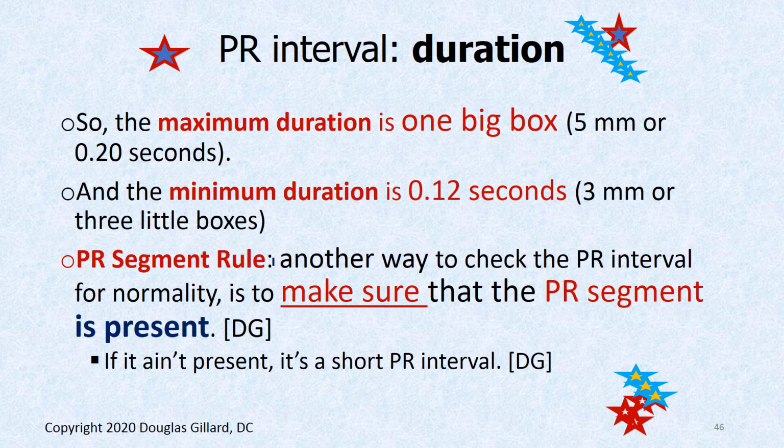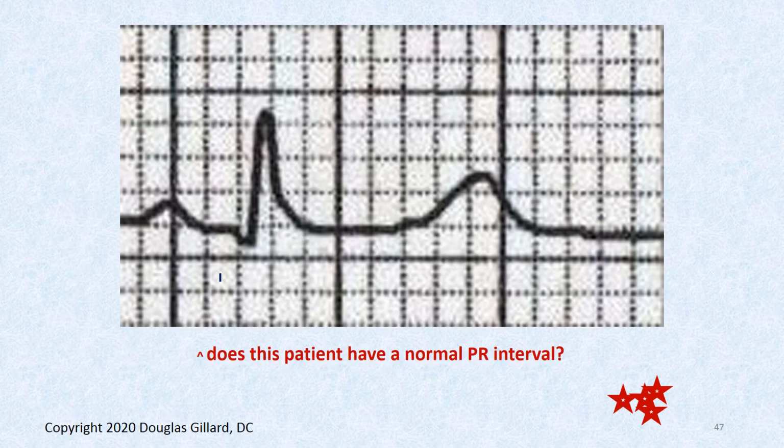Another important thing, because sometimes you can have a 3 millimeter PR interval and the PR segment is basically not even there. So another rule to have a normal PR interval, you have to have a visible PR segment. If there's not a good PR segment, I don't care how big it is, it's not normal. There has to be a PR segment present.